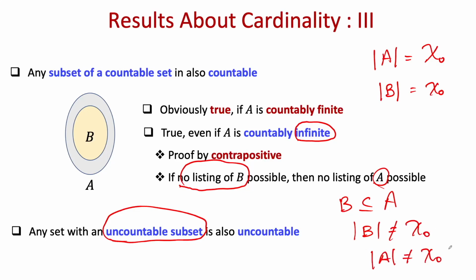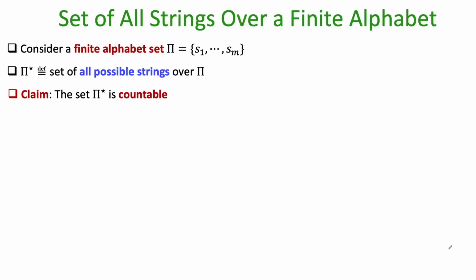This is because if I don't know how to list down the elements of the set B, I don't know how to list down the elements of the superset A as well, because while listing down the elements of the superset A, I need to list down the elements of the subset B as well, but I don't know how to list down the elements of the subset B.